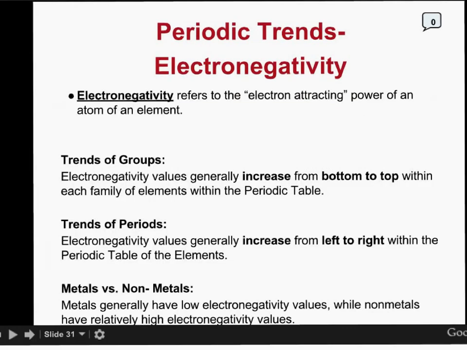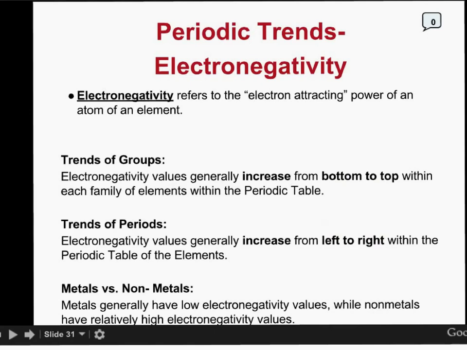All right, the next trend let's talk about is electronegativity. By definition, electronegativity refers to the electron attracting power, meaning these are elements that want to gain electrons. So the trends are as follows. For the groups, we increase bottom to top, and the periods go from left to right. So if we looked at electronegativity versus atomic radius, this one is the exact opposite.